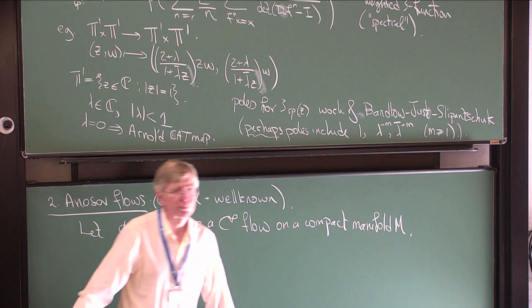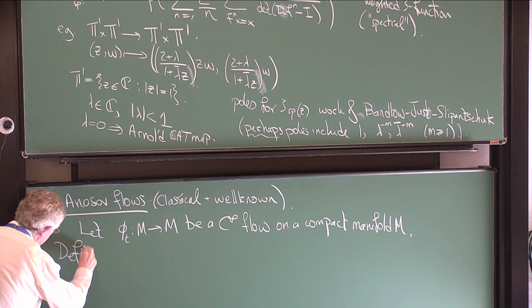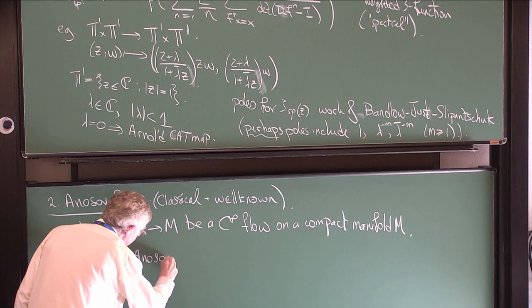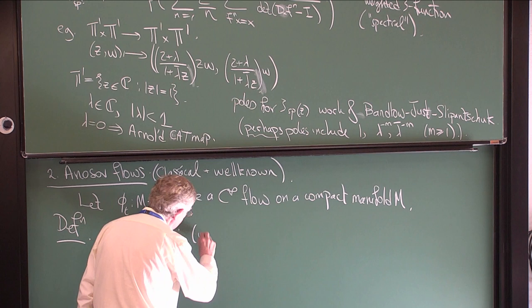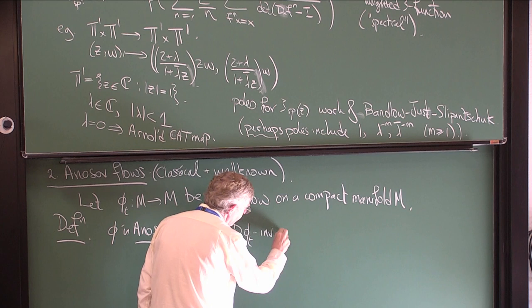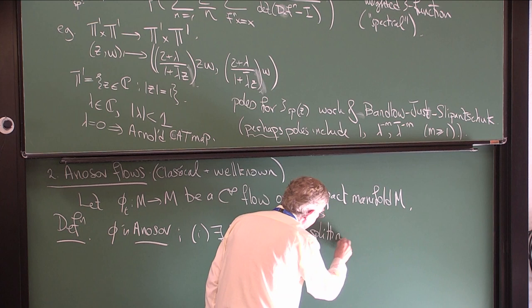And then we need a definition. It's going to be the usual definition. So phi is Anosov if it satisfies the following. Again, there's a splitting, but this time into three bundles. So d phi t has a splitting. So the tangent space this time around is going to have this extra bundle.